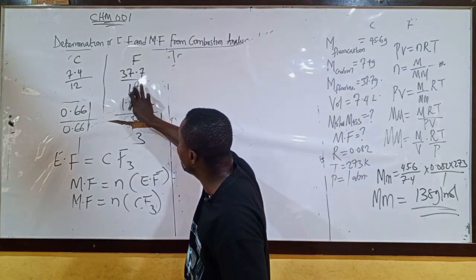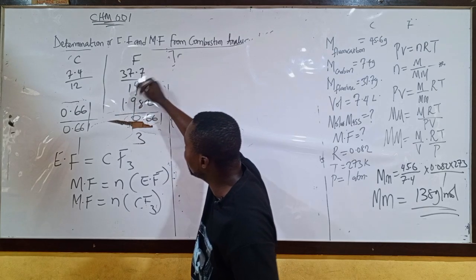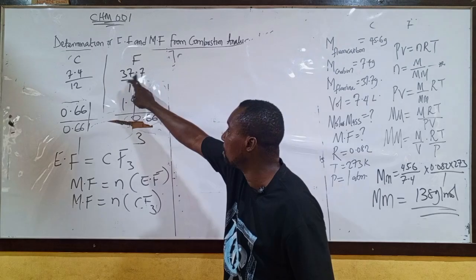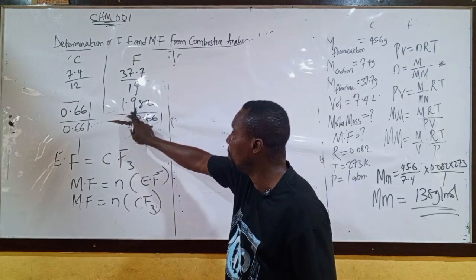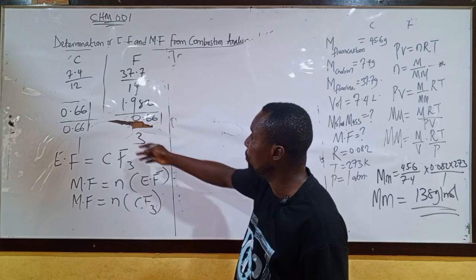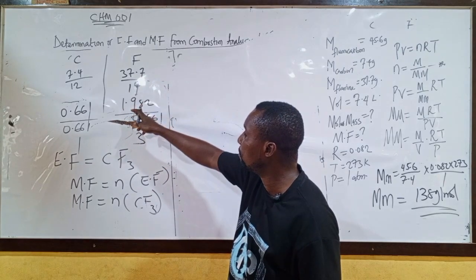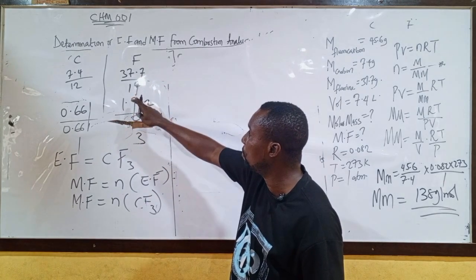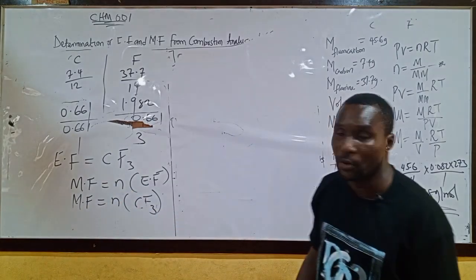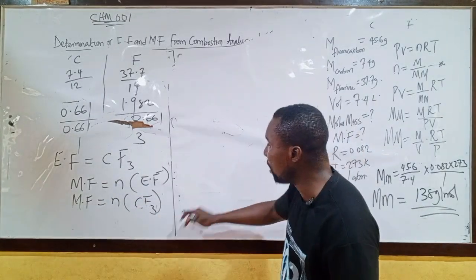I'm sorry, I'm too fast. It's 19. There you are. 37.7 divided by 19 will give you 1.982. Yeah, 1.982. It gives you 1. Remember, then it gives you 3 times 1.982. Yeah, that's the empirical formula.